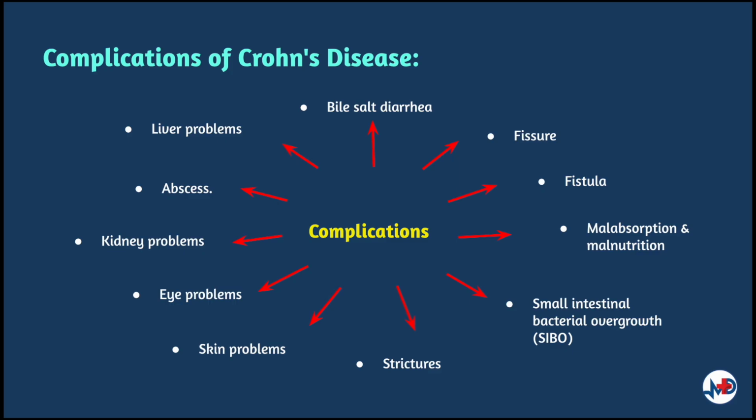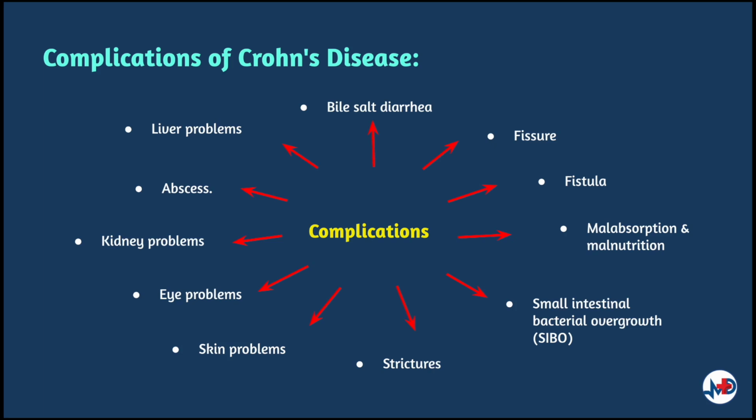Now let's finally look at the complications of Crohn's disease. As we have discussed a little earlier, abscesses are common complications of Crohn's disease. These are pockets of pus that happen because of bacterial infections. They can form on the walls of the intestines and bulge out.